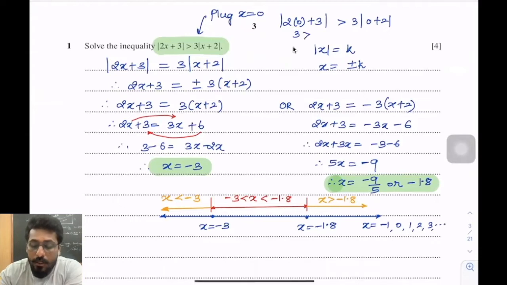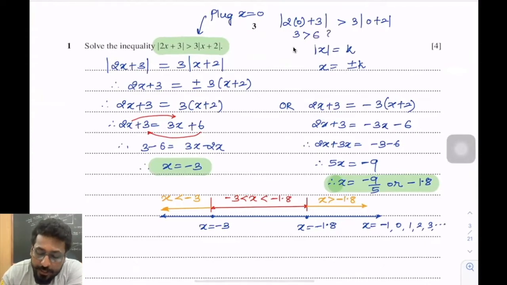Greater than, the right-hand side is 0 plus 2 inside the modulus sign. So 0 plus 2 gives you 2, modulus of 2 is just 2, so it multiplies with 3, you get 6, right? Is 3 greater than 6?